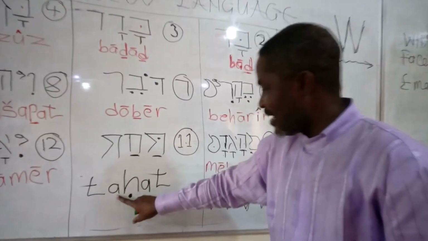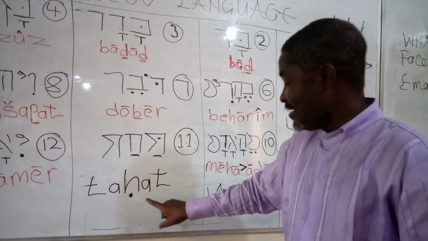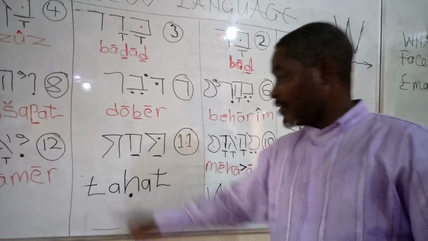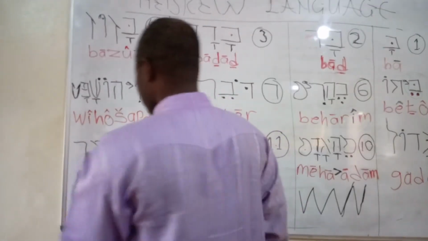Pata, this is pata. Et, this is et. Kamesh, pata, this is pata. Tau, this is tau. So you have taha. Then the last one is Amer.